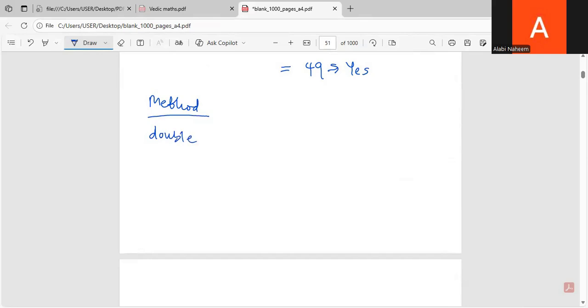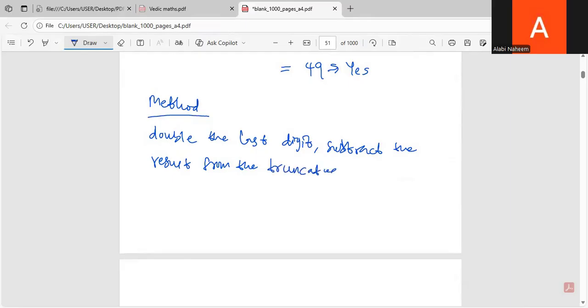double the last digit, subtract the result from the truncated number. Also take note here, it is a truncated number.